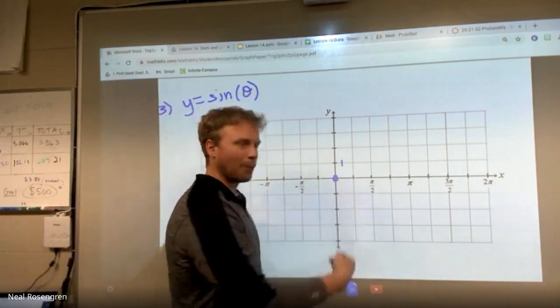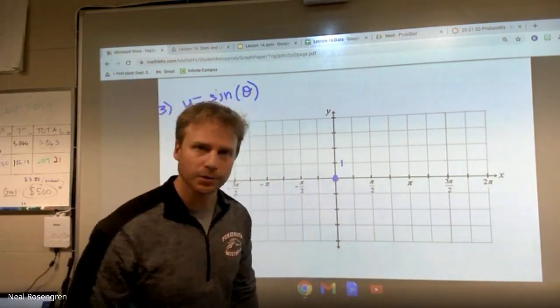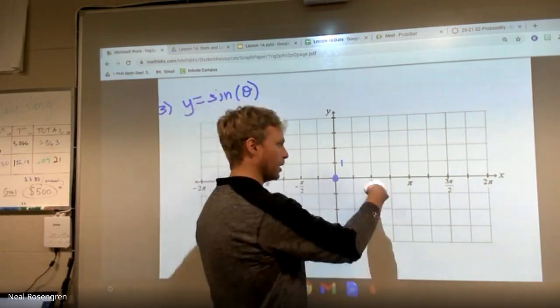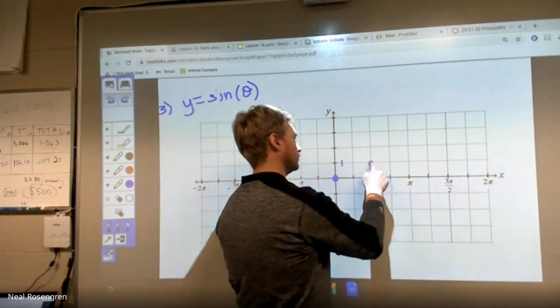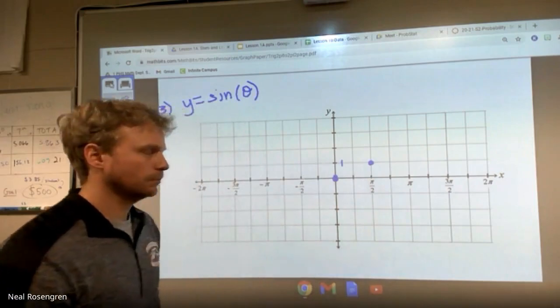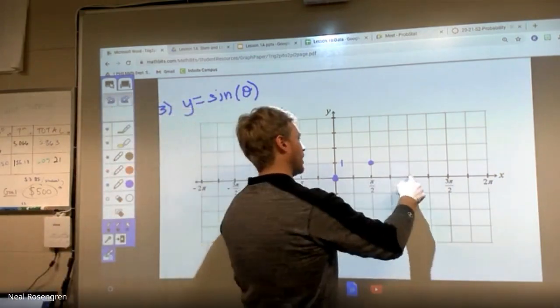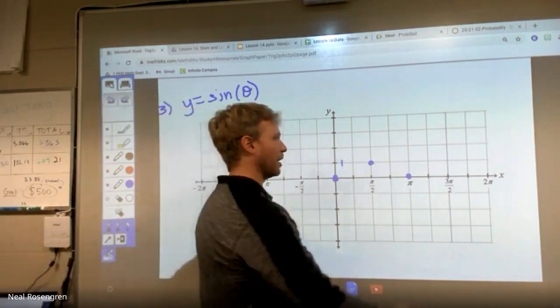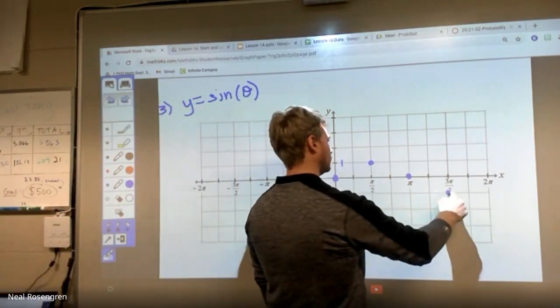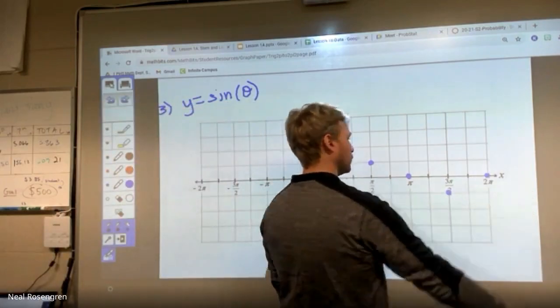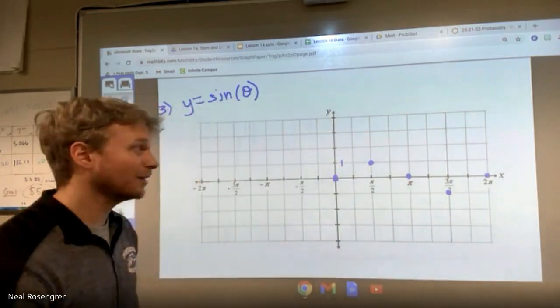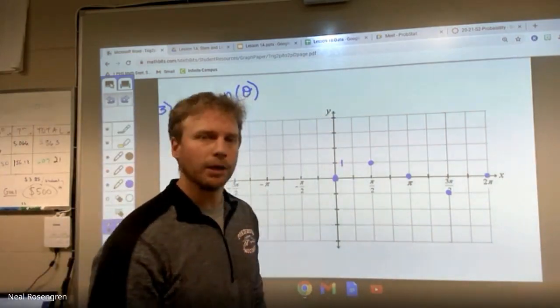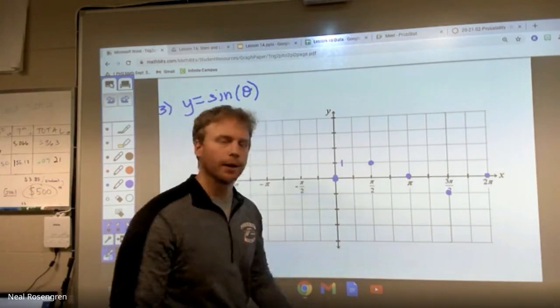I'm going to skip pi over 4, that would be 0.707, don't need it. We're going to save ourselves some trouble. We're going to go to pi over 2, that happens at 1. Back to pi, which is 0. 3 pi over 2 at -1. And 2 pi, which is at 0. Okay, and I know that obviously this is squished down a whole lot more because of the scale that we use for y. It's okay, it's all good.